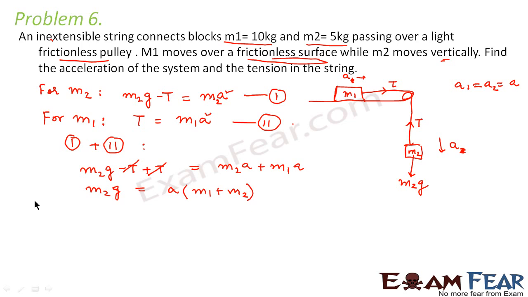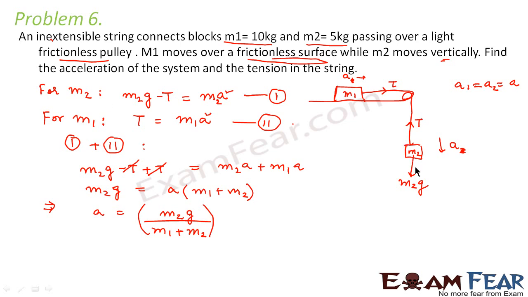Now I feel that you must be finding it pretty simple to calculate a. So it is m2g divided by m1 plus m2. So see friends, whenever you have any problems related to pulleys, blocks or something like that, the best way to solve it is you first draw the free body diagram for both the bodies and you write the equation of motion. Whenever you write the equation of motion, just try to find the net force on that block.